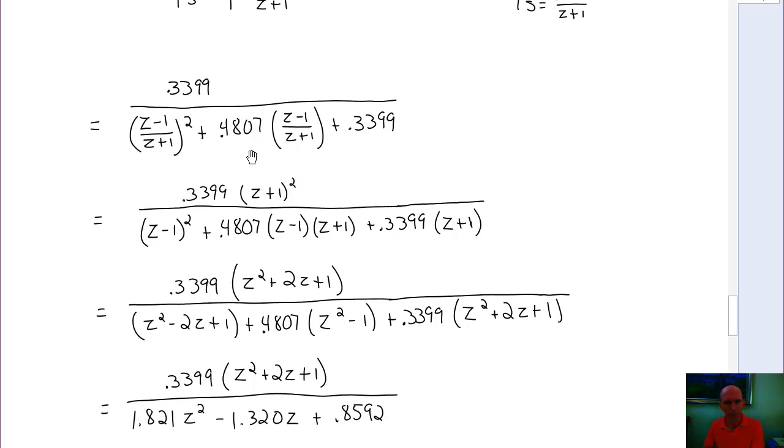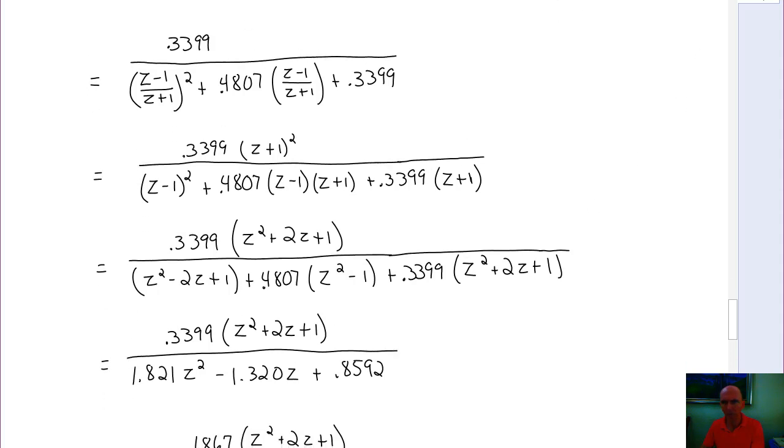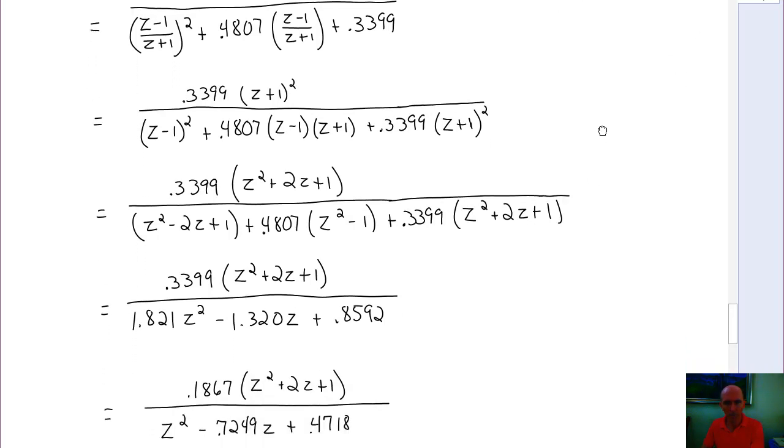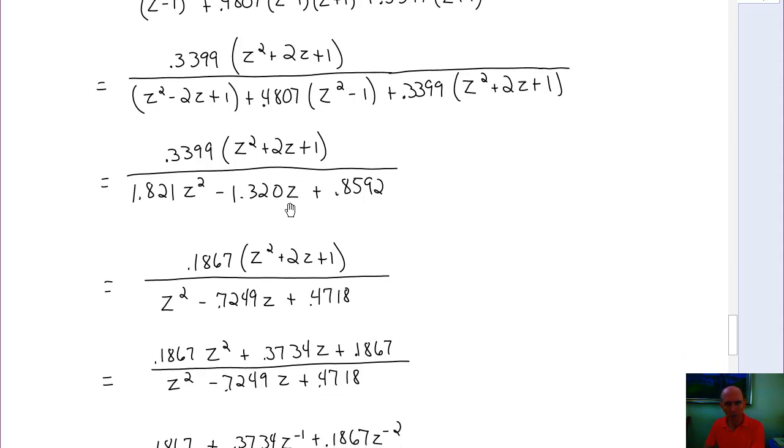So we multiply by z plus 1 squared. I multiply by z plus 1 squared simply to eliminate the denominators. And once we have that, we do all the multiplications. So then we finish all our multiplications. We add all the terms together, all the z squared, the z terms, and the z to the 0 terms.